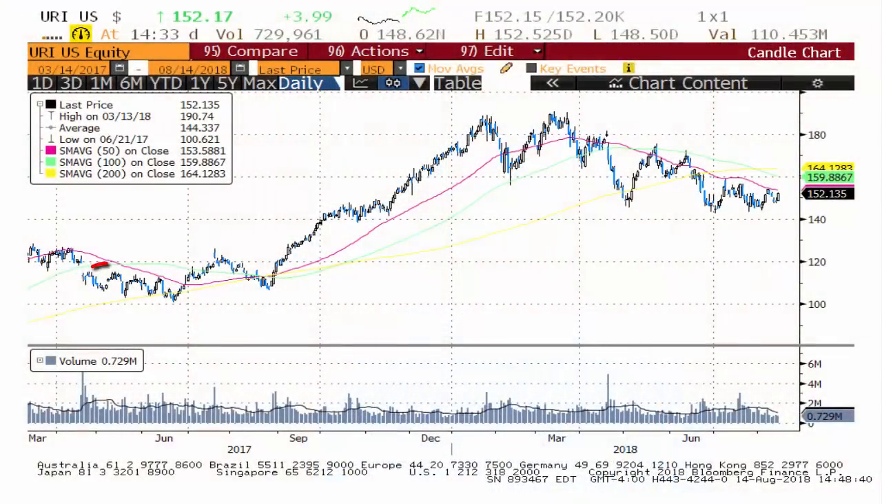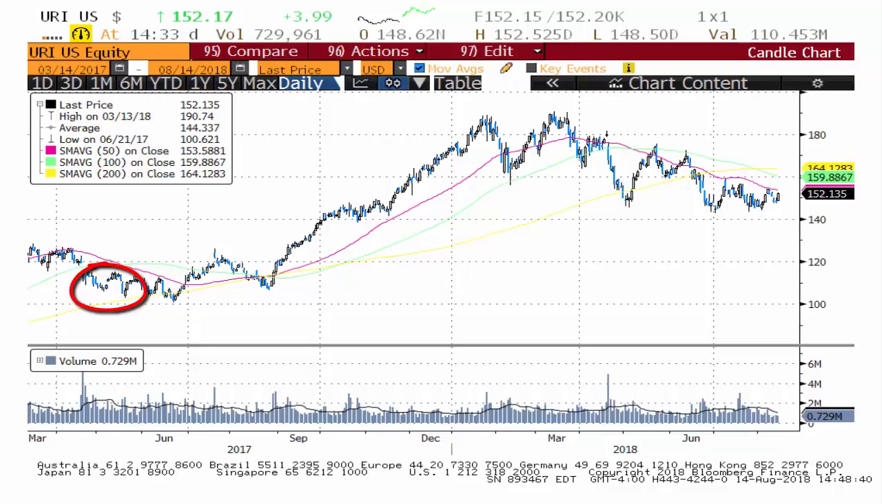I know the word momentum is often associated with trading, not investing. I found it to be very useful in investing as well. Here's a situation where we used it in deep dive. This is a company called United Rentals. We first recommended it back in May of 2017. Price was around $105, $106 a share. But it was kind of in a downtrend at the time.